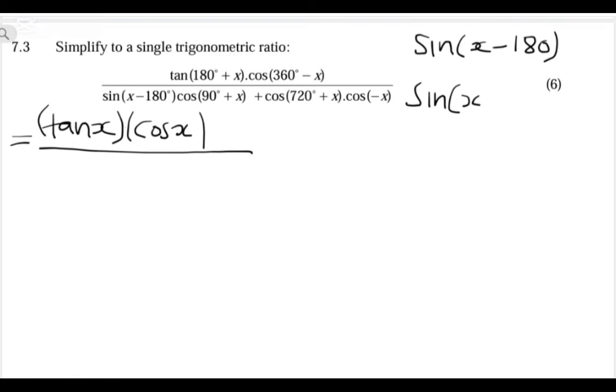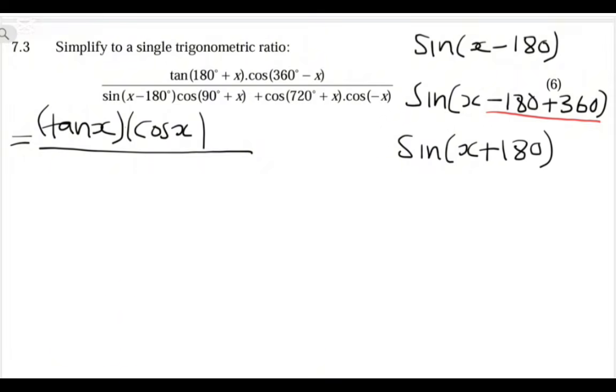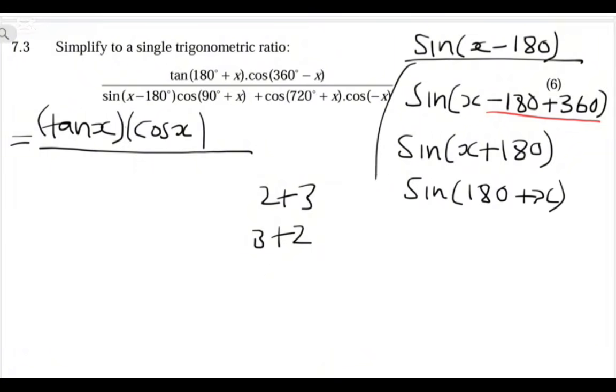So I'm going to have x minus 180, and then you can add 360 for this. So if you add 360, x is going to give you x, and this 360 minus 180 is going to give you a plus 180. And then from here on, we can just flip this one. We know 2 plus 3 is the same as 3 plus 2, right? So we can say 180 plus x. In other words, this is the same as the thing that is there. Knowing that, we can now interpret it.